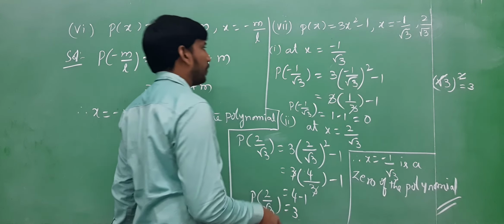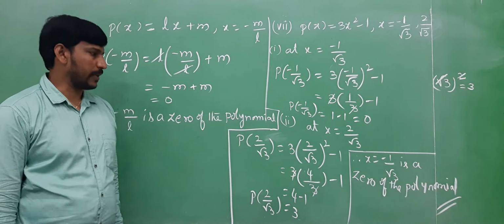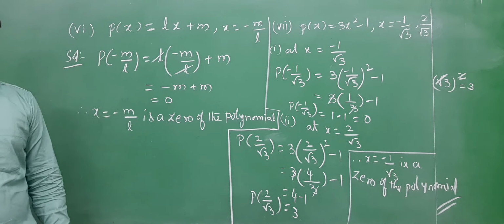The given polynomial p of x equal to 3x square minus 1. Someone copy this.